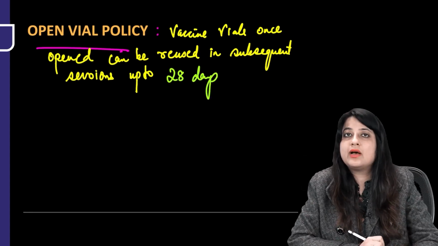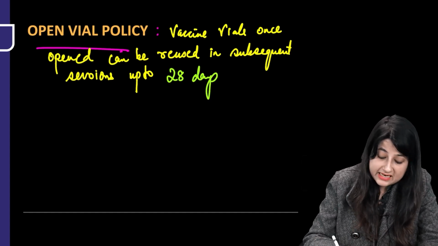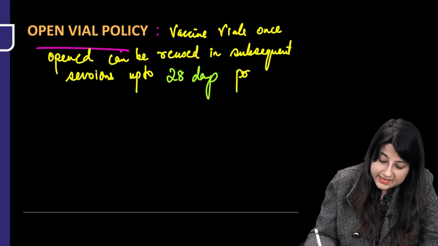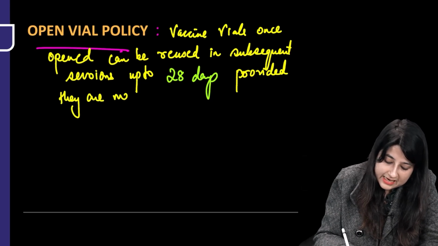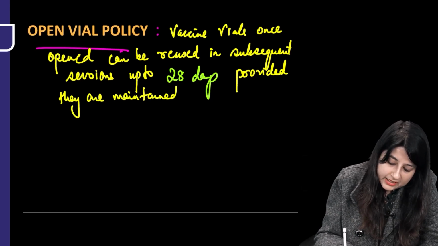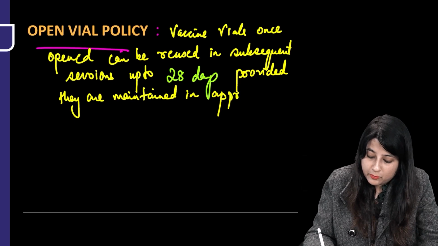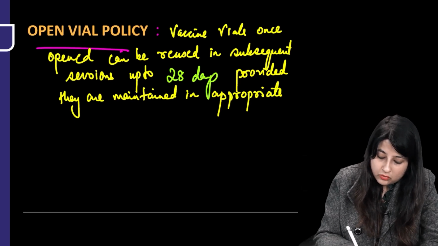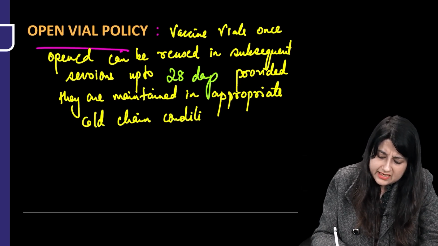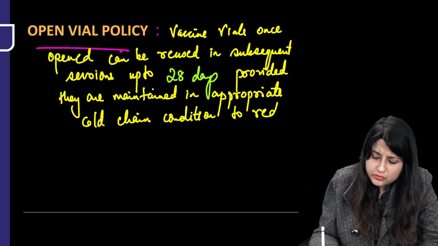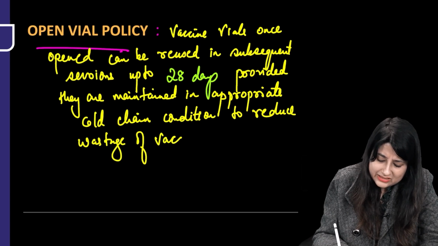Vaccine vials once opened can be reused in subsequent sessions up to 28 days, provided, guys, provided they are maintained in appropriate cold chain conditions. Now, why would I want to reuse up to 28 days? Obviously, in order to reduce wastage of vaccines.